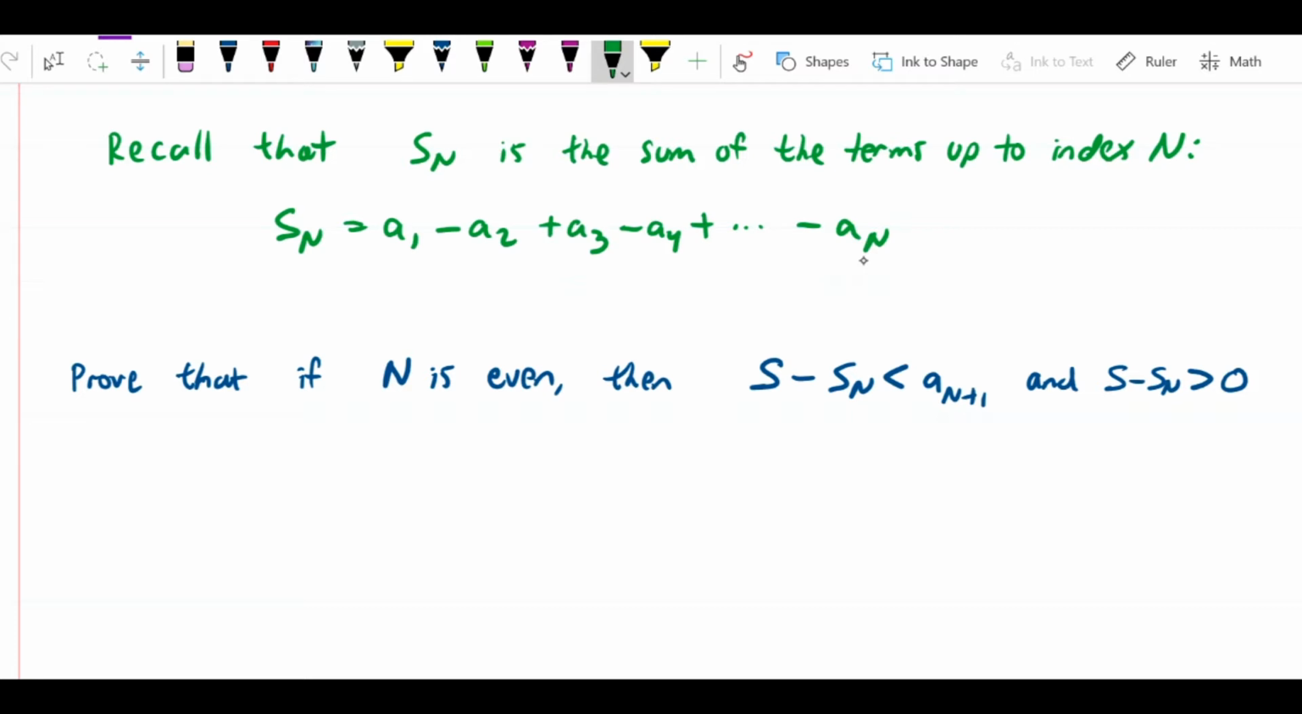So what we want to do is prove that the difference between S and its nth partial sum is less than the next term of the series. We're going to do that in the special case where n is even. After I've done this, I'm going to put up the odd case, which is just the mirror image of that, and then we'll put them together and see what result we come up with.